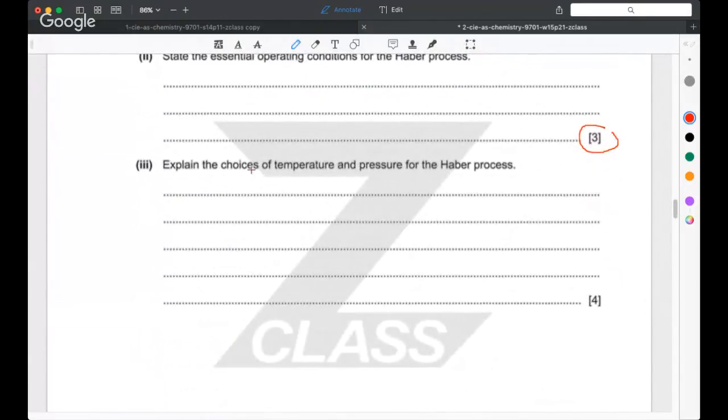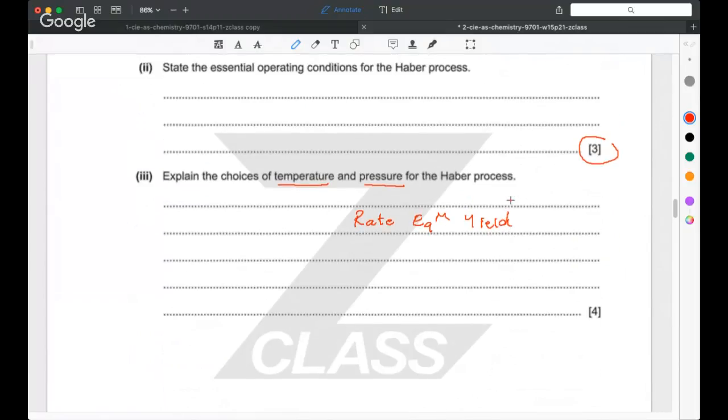And you've got to explain why you chose the particular values of temperature and pressure. When we ran through that just now, I said that was quite a high pressure, about 200 atmospheres, and a moderate temperature, about 450 degrees Celsius. And you're going to say something relating to the rate, the position, I'm using shorthand here, of equilibrium, and you're going to say something about the yield. This is an industrial process. We actually are concerned about getting as much ammonia as we can.